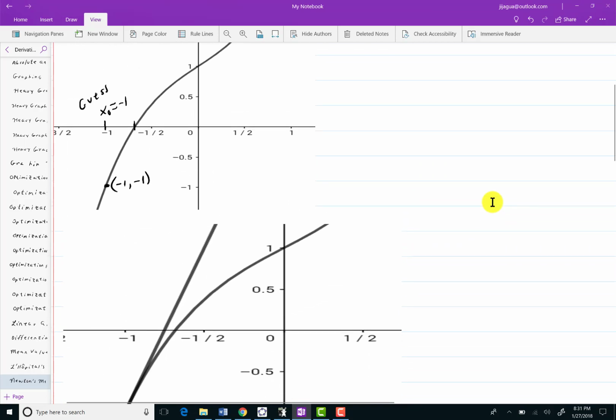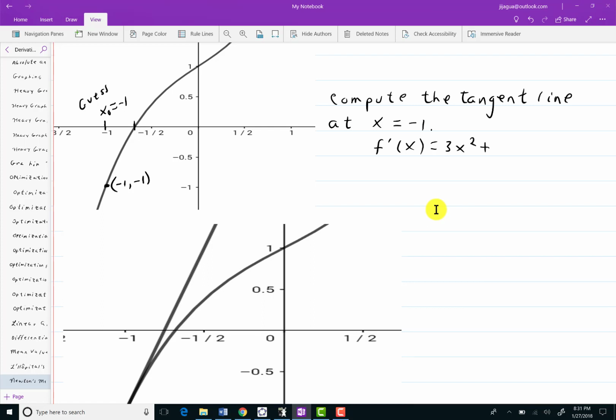So compute the tangent line at x equal to -1. All right, well that's not so bad. The derivative, f prime of x equals 3x squared plus 1. So f prime of -1 equals 3 times -1 squared plus 1, and that's equal to 4.